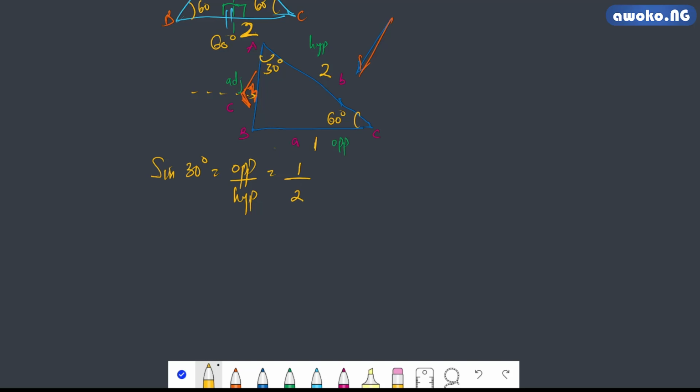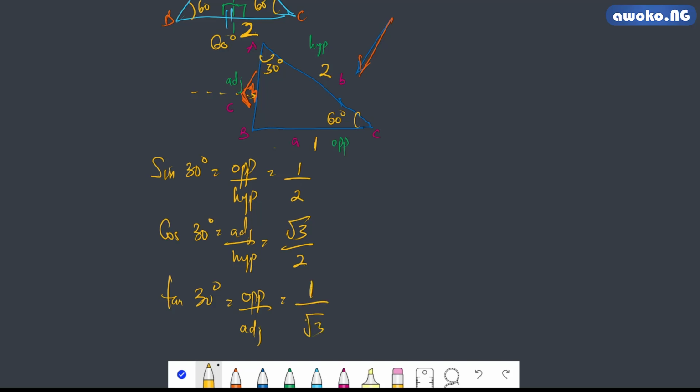You can also solve for cos 30 degrees. Cos 30 is adjacent over hypotenuse. Now, adjacent is root 3. So, we have root 3 over 2. Now, the tan 30 degrees is equal to opposite over adjacent. And our opposite is 1, adjacent is root 3. So 1 over root 3 is our tan 30.